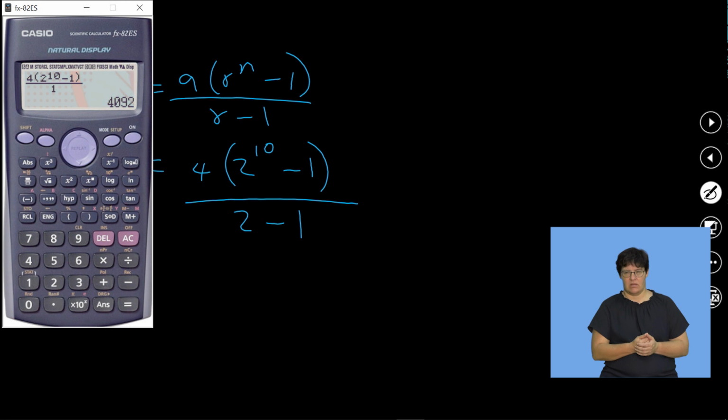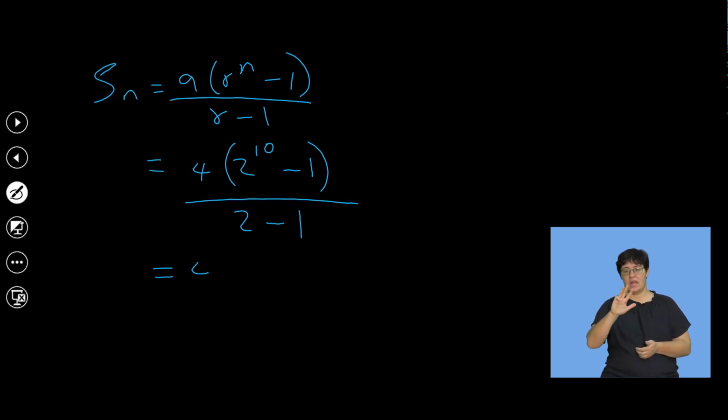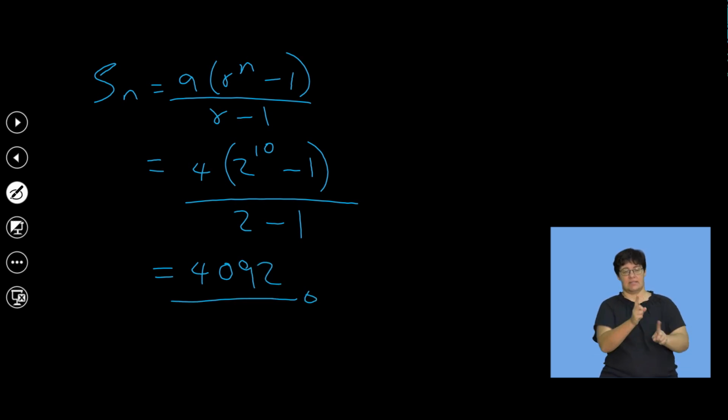Then you find your answer, which is 4,092. So this will be 4,092, and that will be the answer there. So let me just give you a few steps that I think are very important for you to do, both the things that we did in the first segment and in this segment.